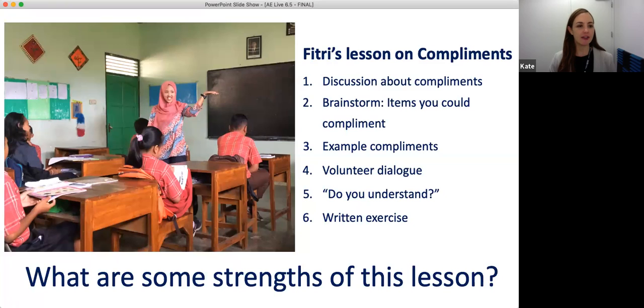Laura said Fitri was really motivated, and Claudia says she gave step-by-step guidance. The examples were from real life, from Anita. I think that's a great point. She was very interactive, from Tausif. And let's see, she checked their understanding. So yeah, great ideas, everybody.